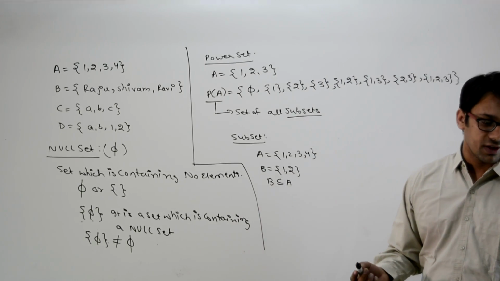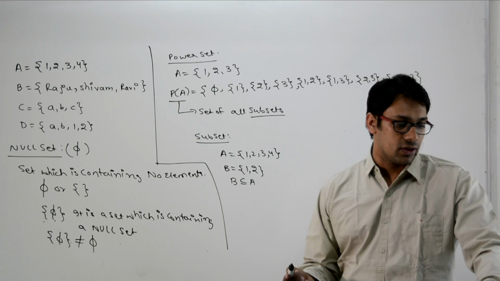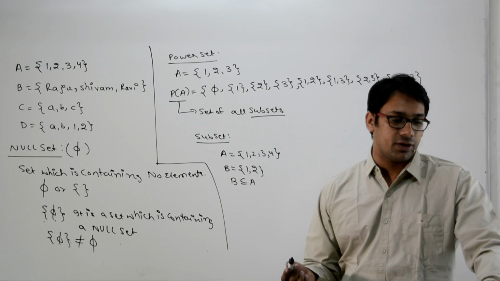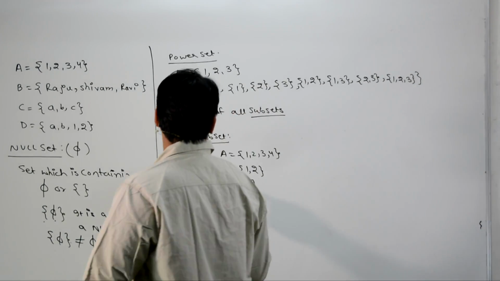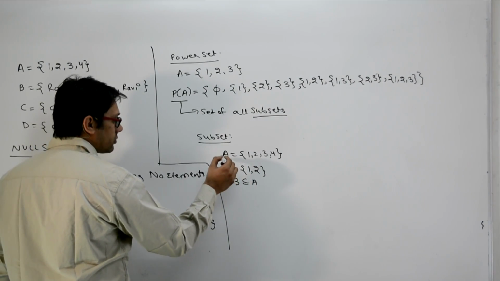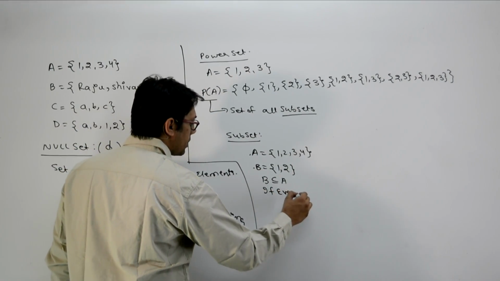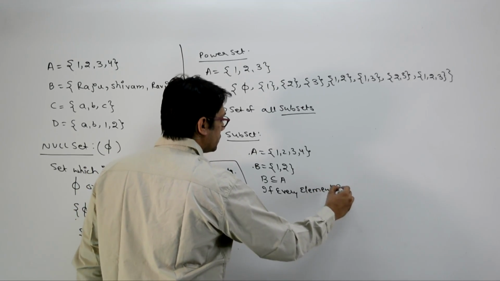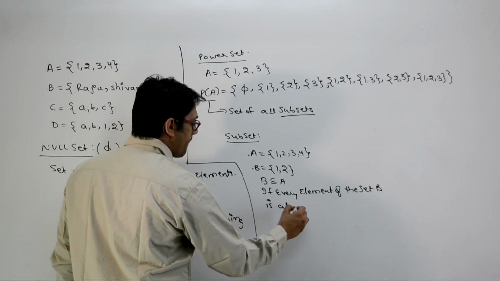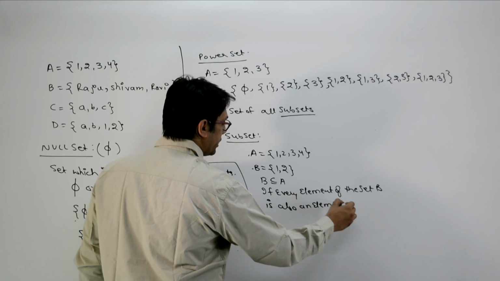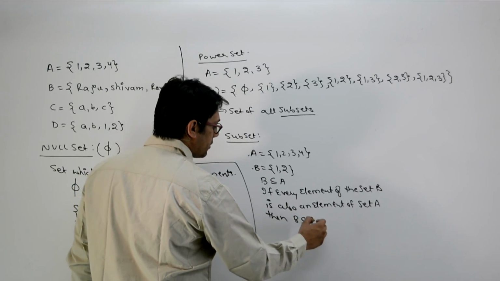If we have a subset, it means that if every element of B is also an element of A, then B is called a subset of A. What I am saying is, if every element of the set B is also an element of set A, then we can say that B is a subset of A.